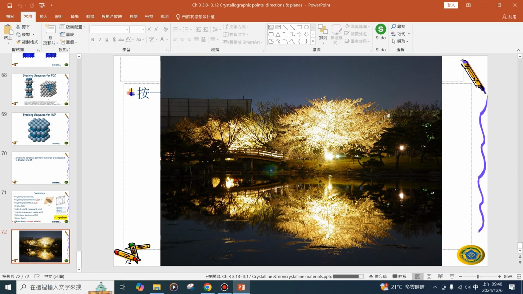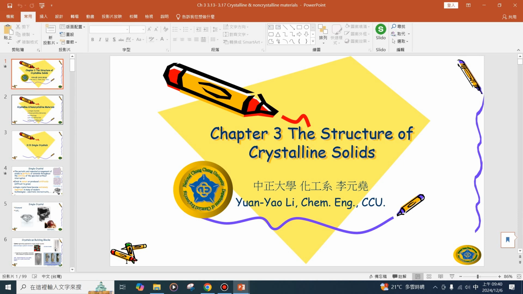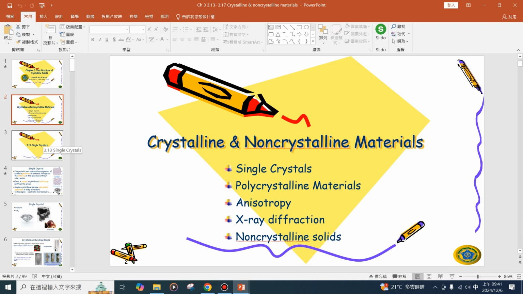Now, let's move to section 3.13. In this part, of course, we want to start. You already know about single crystals, because just now I always told you about perfect things. There's no atom missing in the structure, and there's no second type of atom in the structure. It's all perfect, and this is what we call a single crystal.